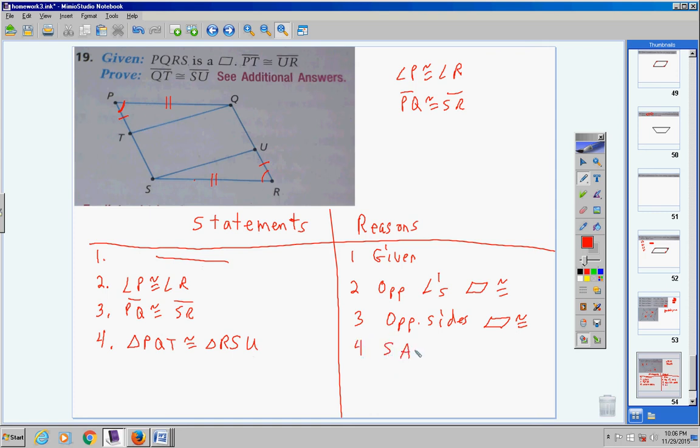How can I state that? Side, angle, side. And now, I'm trying to state that QT is congruent to SU. Well, look right here. Here's QT. Here's SU right there. I can definitely state that QT is congruent to SU. And the reason would be CPCTC. Corresponding parts of congruent triangles are congruent. Really not that bad, guys.